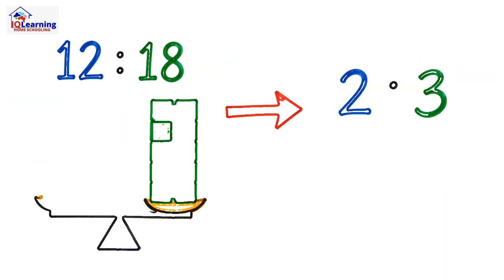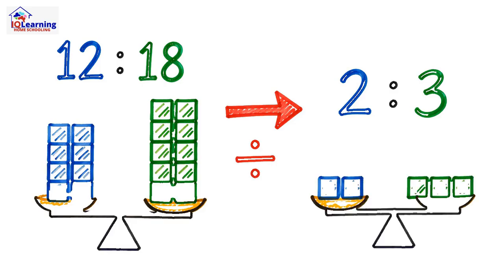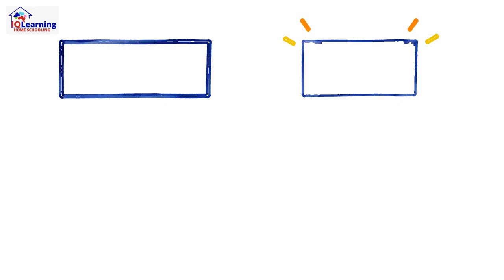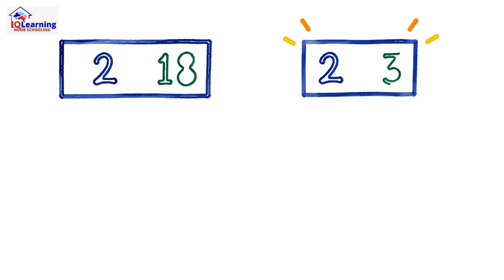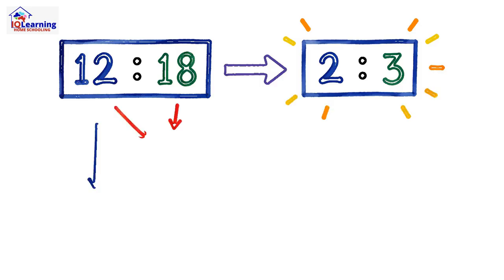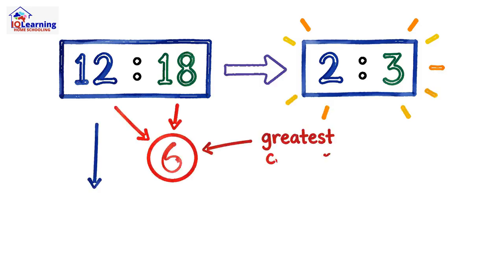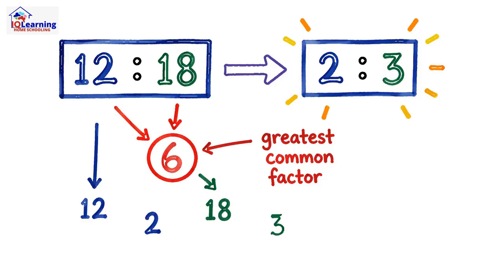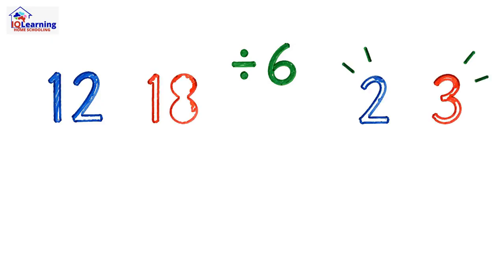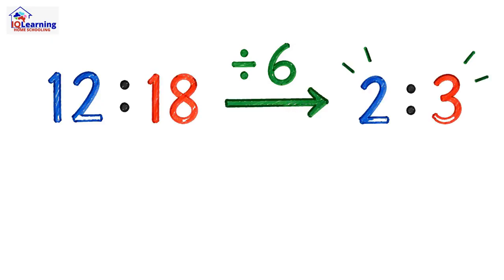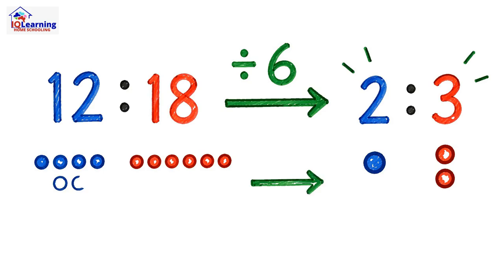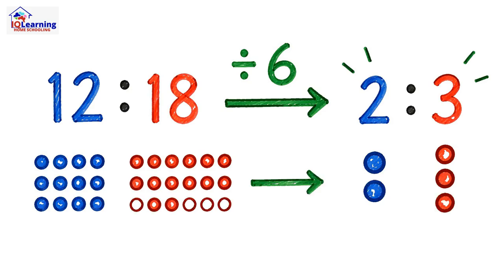To make a ratio smaller or simplify it, we do the opposite. We divide. Take the ratio 12-to-18. You could divide both sides by 2 to get 6-to-9, but you can go further. The fastest way is to use the greatest common factor, the biggest number that divides into both. For 12 and 18, that number is 6. 12 divided by 6 is 2, 18 divided by 6 is 3. The simplest form is 2-to-3, done in one step.